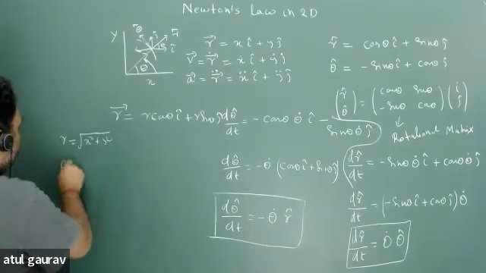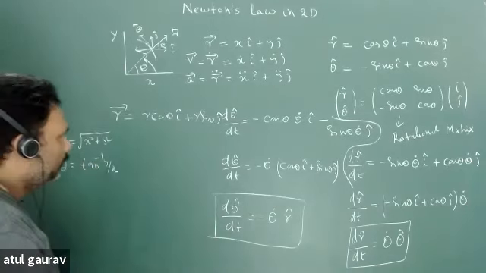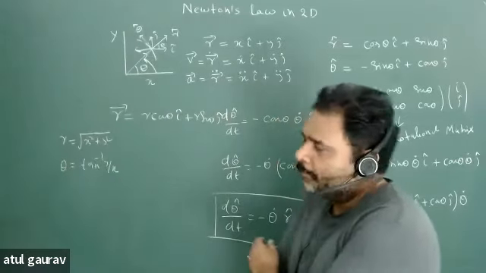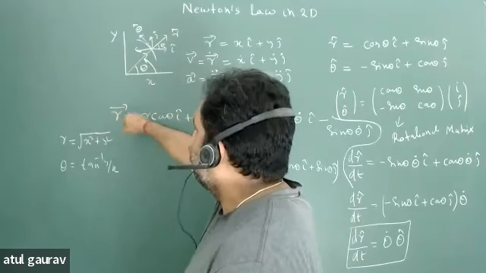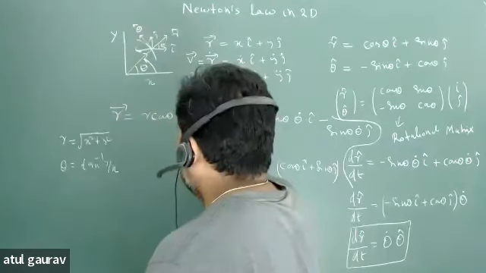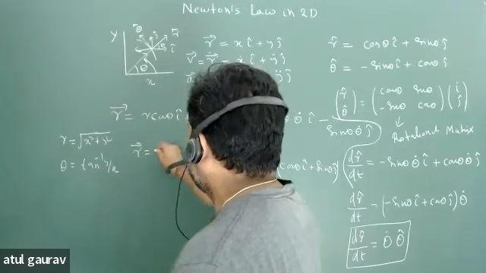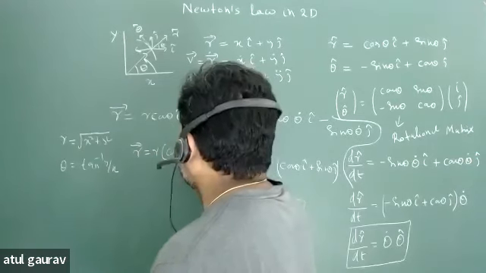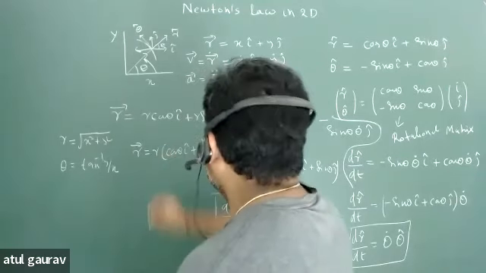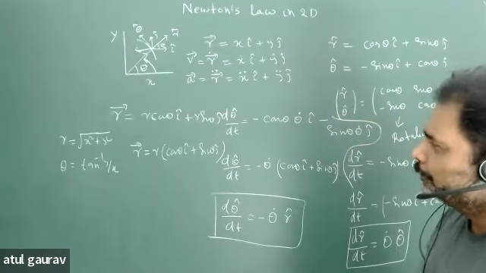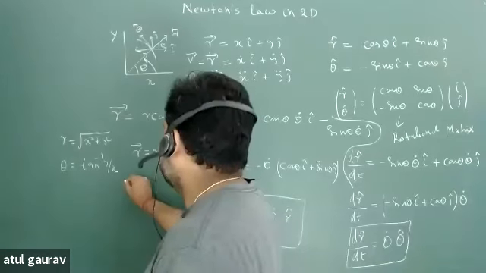And what is theta? Tan inverse y upon x, isn't it? Now here we are writing this position vector in i cap and j cap. And look at what is going to happen. If I am taking r vector, I can take r common, and this is cos theta i cap plus sin theta j cap. And what is cos theta i cap plus sin theta j cap? r cap. It's a very, very interesting thing.